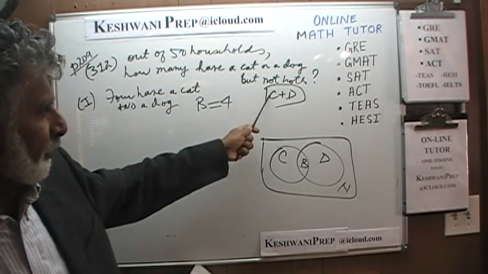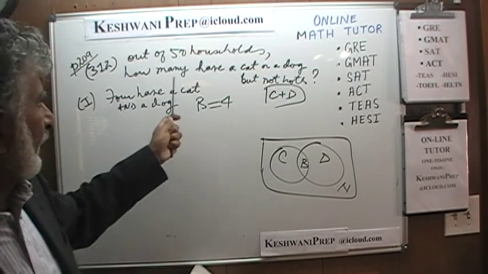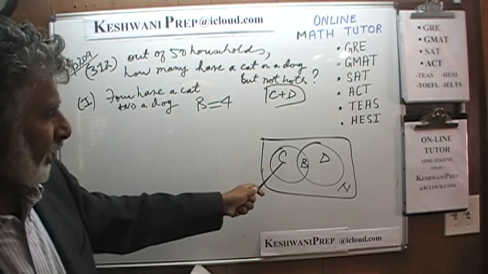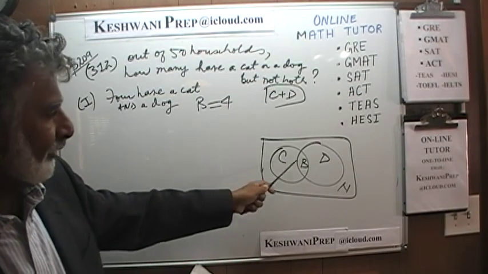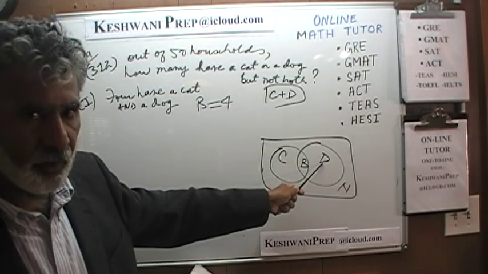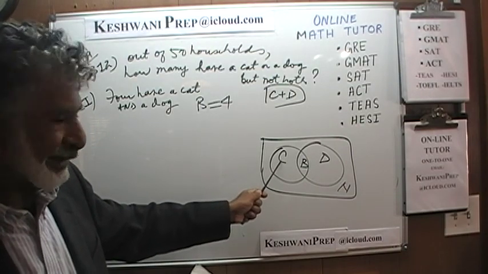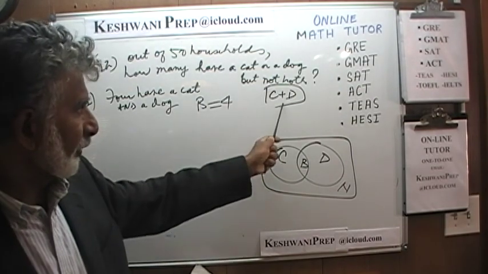C represents the households who have only cats. How many of them have a cat or a dog, but not both? So C represents the households that have only cats. D represents the number of households who have only dogs. And that is the question: how many households have either only a cat or only a dog? That's what we're looking for.